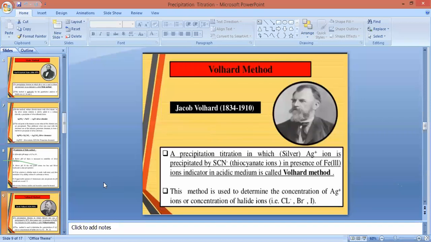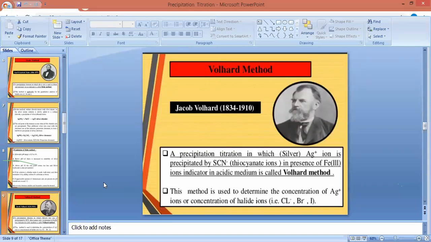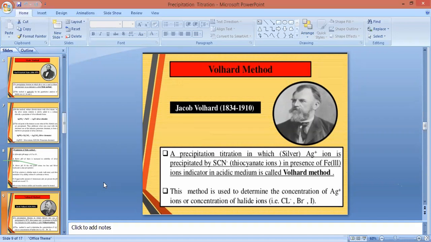Second method of precipitation type of titration is the Volhard method. So what is Volhard method of precipitation titration? It is a precipitation titration in which silver ion is precipitated by another precipitating entity, that is ammonium thiocyanate, and in presence of ferric ions as an indicator. And we are going to perform the Volhard method of precipitation titration in acidic medium. So this is the basic principle of Volhard method of analysis.